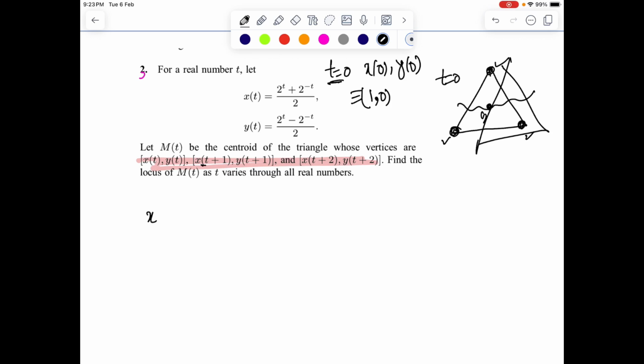So pretty straightforward question, but remember you don't have to make any calculation mistake. So what is the x coordinate of the centroid? Xc.